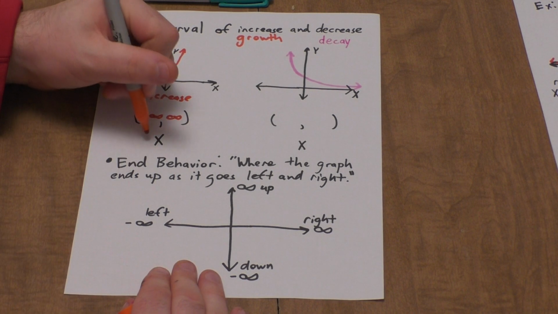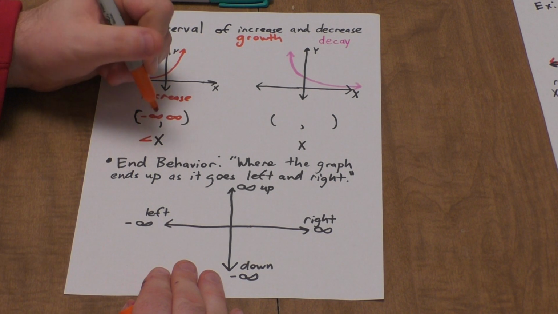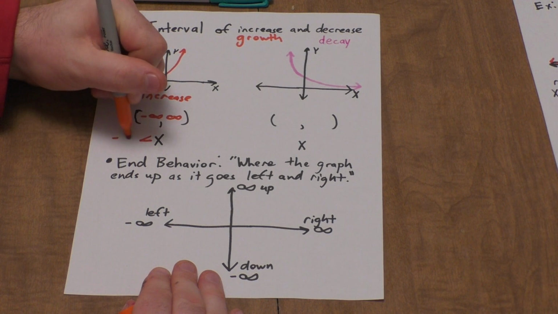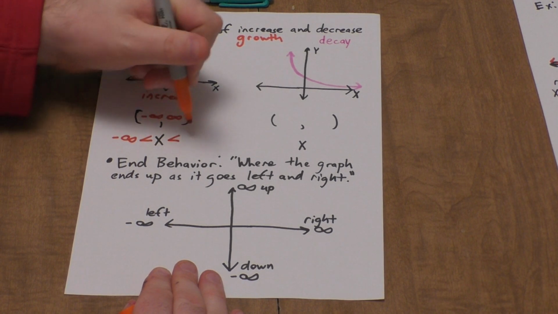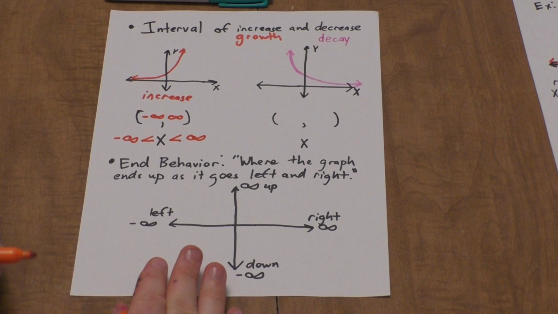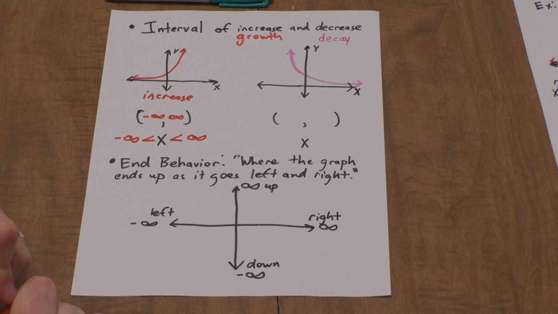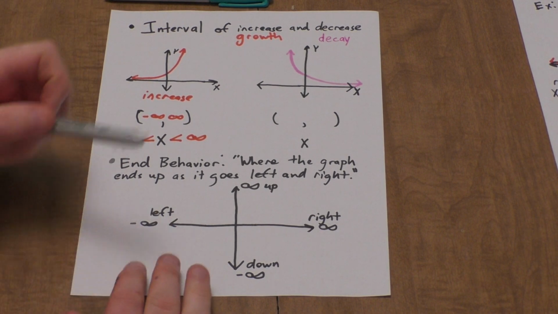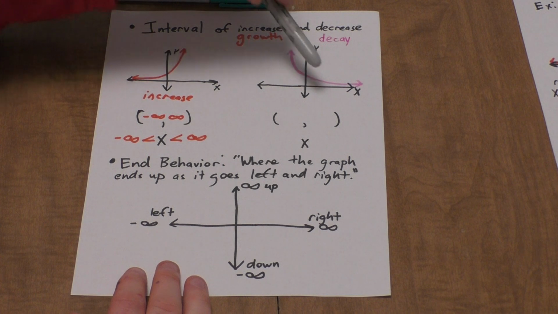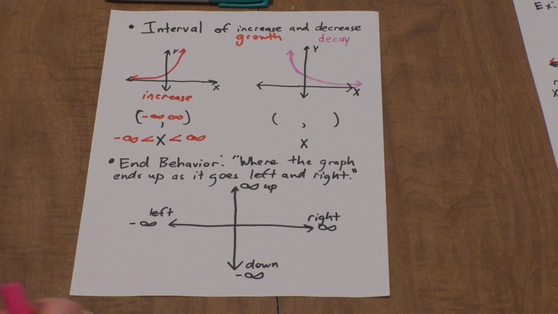Another way to write that is when x is greater than negative infinity and x is less than infinity. Another way to say that is it's increasing at all real numbers. Similarly, but the opposite is decay. A graph that's decay is always decreasing.